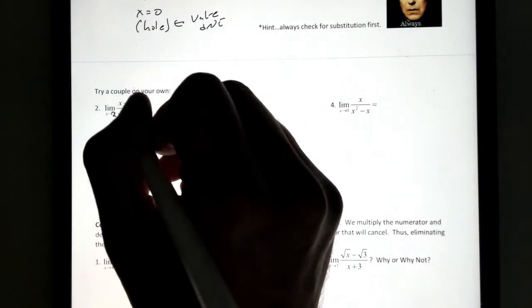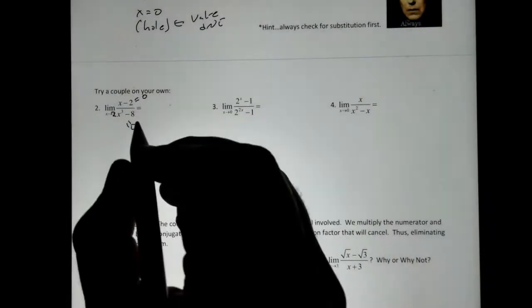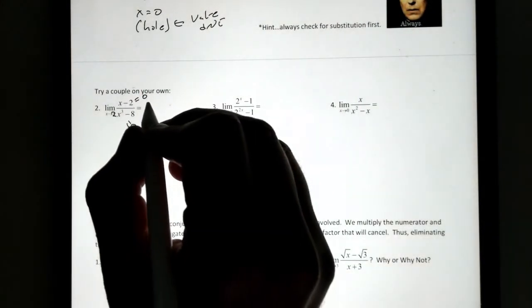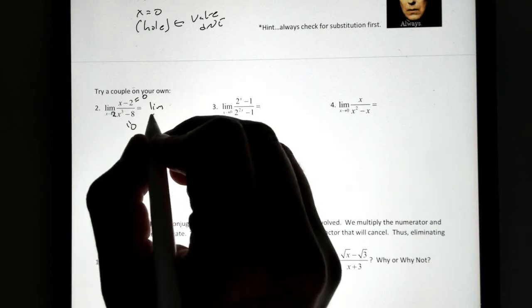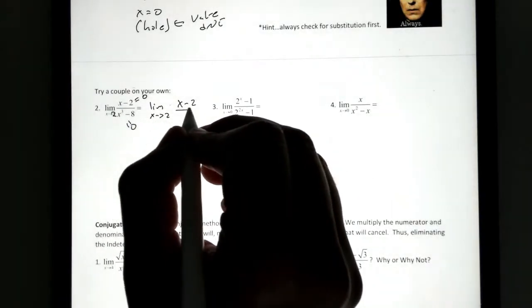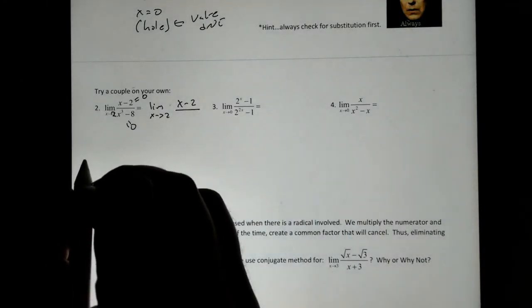Oops. And if you notice on the top, we get 0 now. And on bottom, we also get 0. So I can factor. Oh no, difference of cubes, right? So I'm going to factor the top. Notice I'm going to rewrite the limit again every time. I get x minus 2 over, now difference of cubes, you might recall.